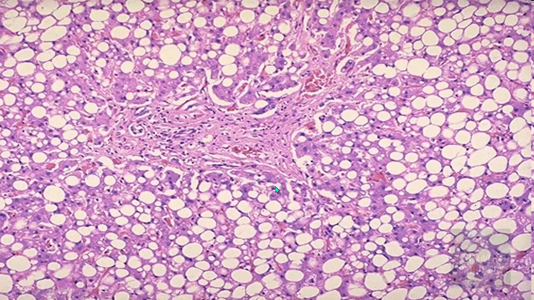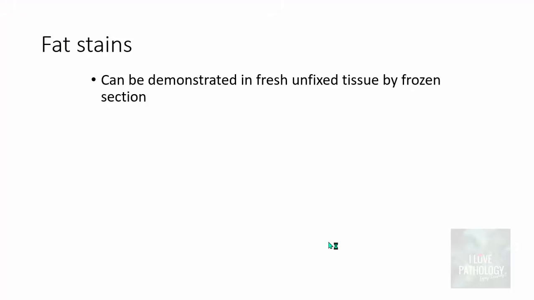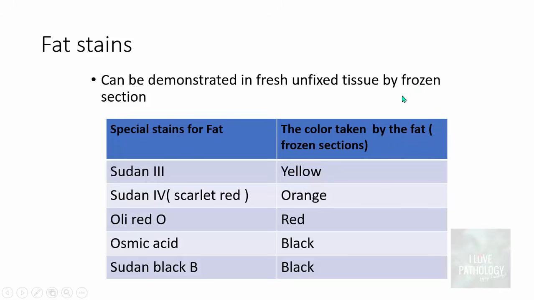This is a microscopic H&E stained section, where you can easily make out that there is a lot of fatty change, in the form of both micro and macrovesicular fatty change, within these hepatocytes. Now, all that is empty is not fat. You have to demonstrate the presence of fat in these hepatocytes. How can you demonstrate it? It can be demonstrated in fresh unfixed tissue by means of frozen sections. There are various special stains which can be performed to demonstrate fat.